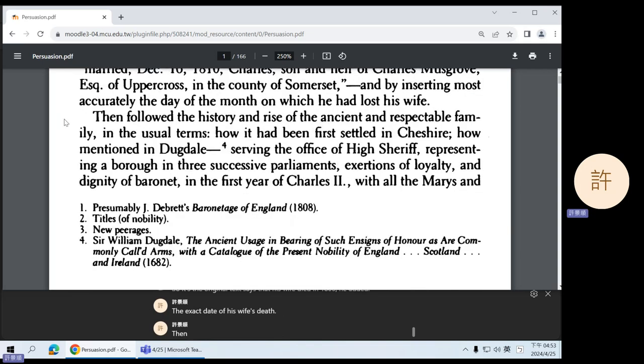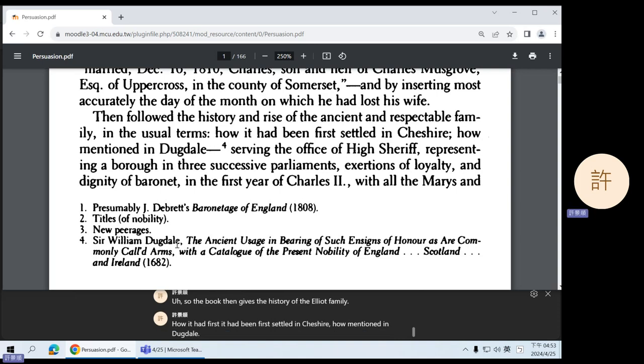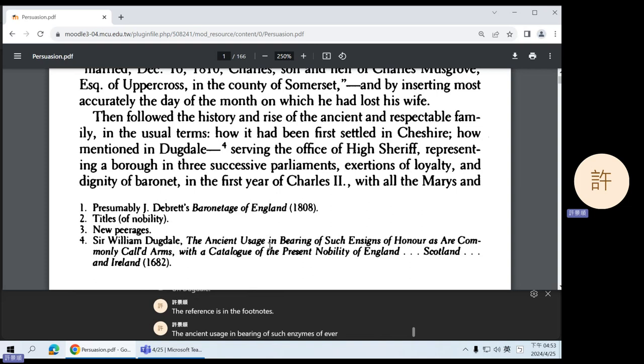Then followed the history and rise of the ancient and respectable family in the usual terms. So the book then gives the history of the Elliot family. How it had been first settled in Cheshire, how mentioned in Dugdale. Dugdale, the reference is in the footnote. The ancient usage and bearing of such ensigns of ever. It's another book about being a noble family. Serving the office of high sheriff. A sheriff is like a police captain.